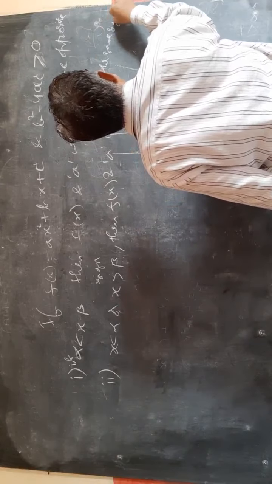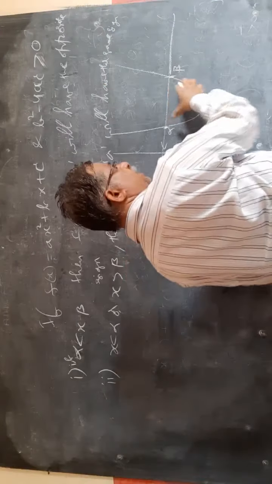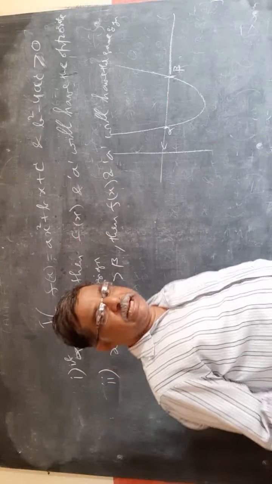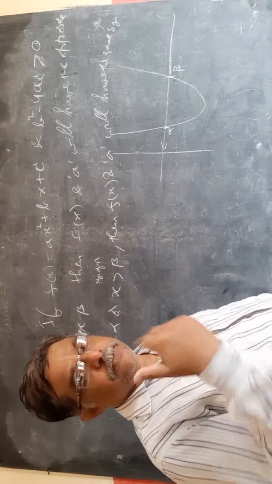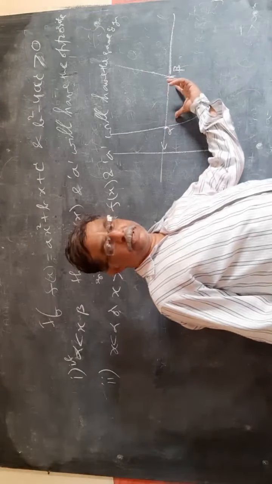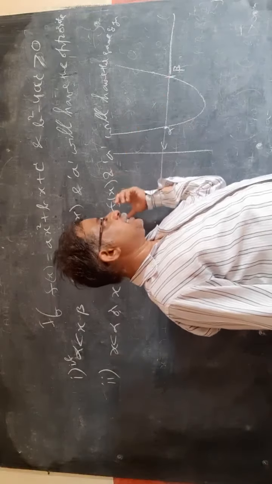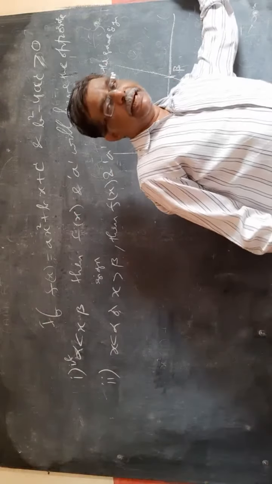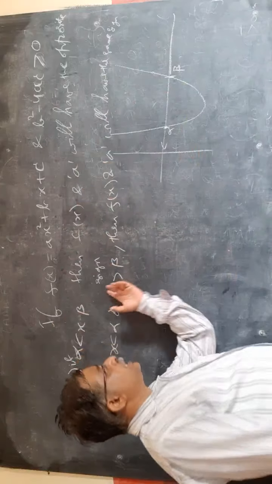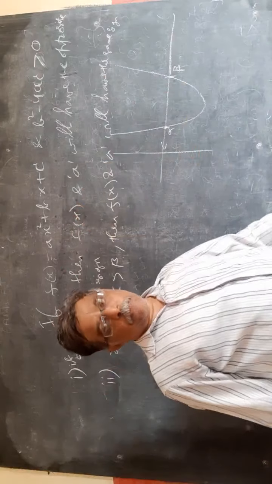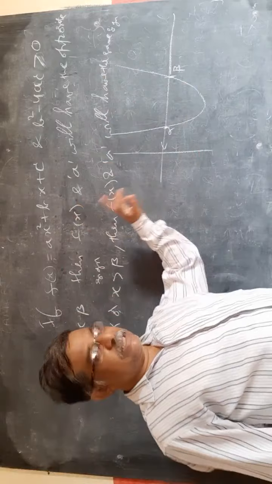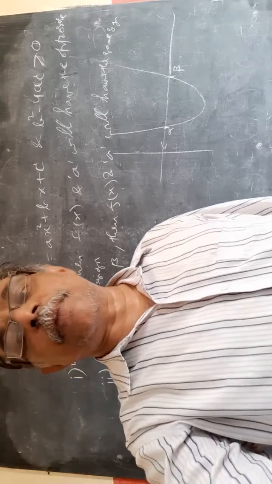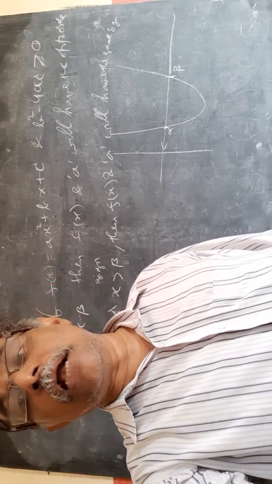Same sign means if a is negative, f of x is also negative. If a is positive, f of x is also positive. If x does not lie between these two roots, x is on this side or on this side. If x lies between the two, then f of x and a will have the opposite sign. Opposite sign means if a is positive, f of x is negative. If a is negative, f of x is positive, when x lies between alpha beta.